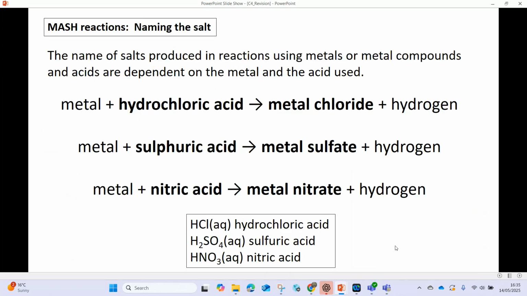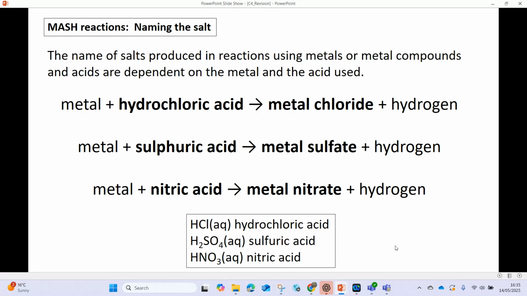If you use a different acid, though, the name of the salt will also change. So the name of the salts produced in reactions with a metal or even a metal compound will depend on which acid you're going to use to react with the metal part. So metal and hydrochloric acid always make metal chloride salts. If you put a metal with sulfuric acid, you make metal sulfate. And if that metal is pure metal, you would also produce hydrogen. Metal plus nitric acid makes metal nitrate and hydrogen.